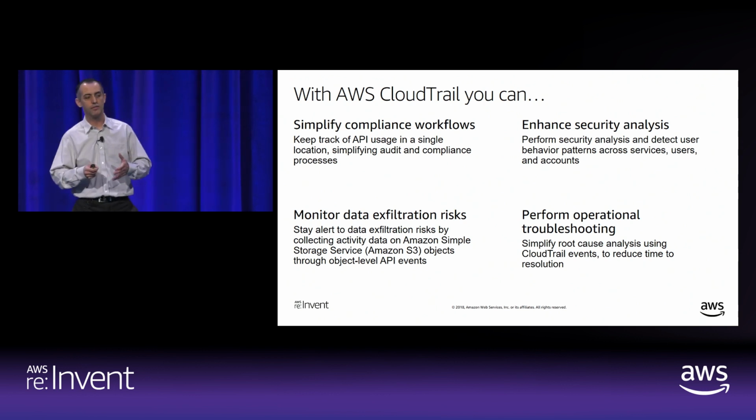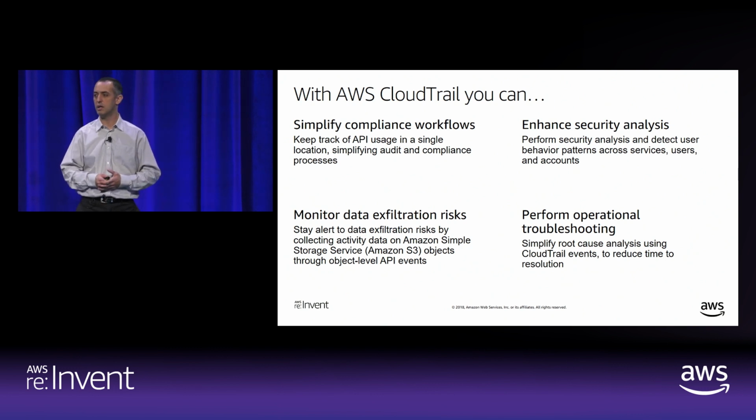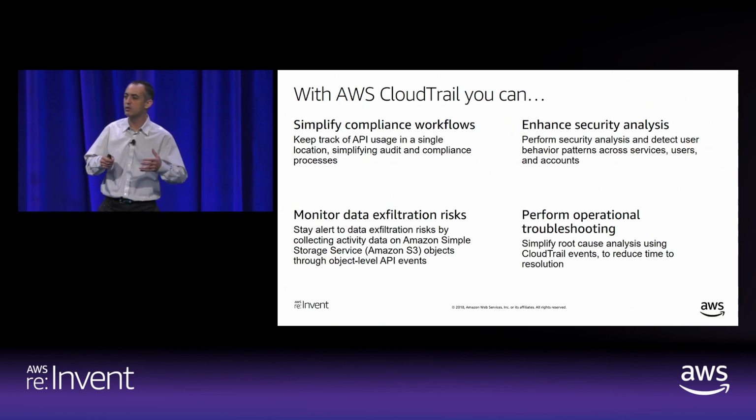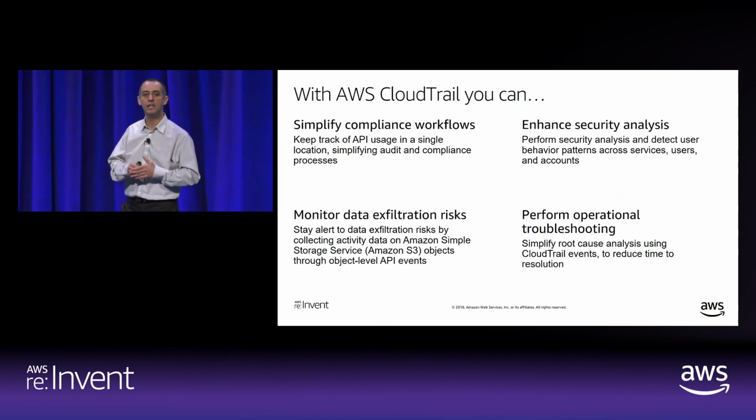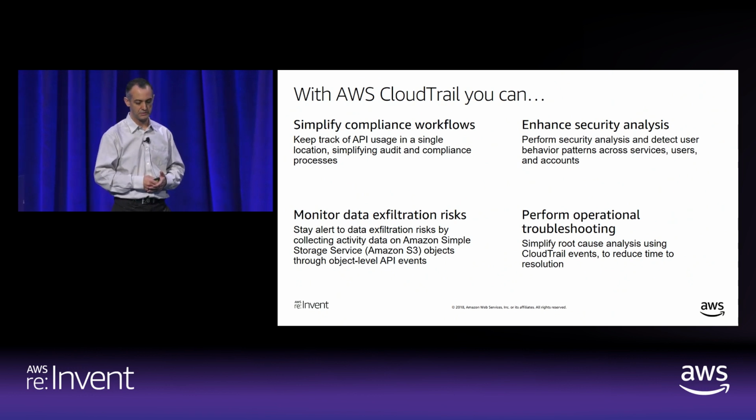CloudTrail enables you to carefully monitor at the object level what is happening with objects in S3 buckets. So if you have particular areas where you're concerned about data exfiltration, you can monitor these closely, and you can also react automatically to close data exfiltration risks.